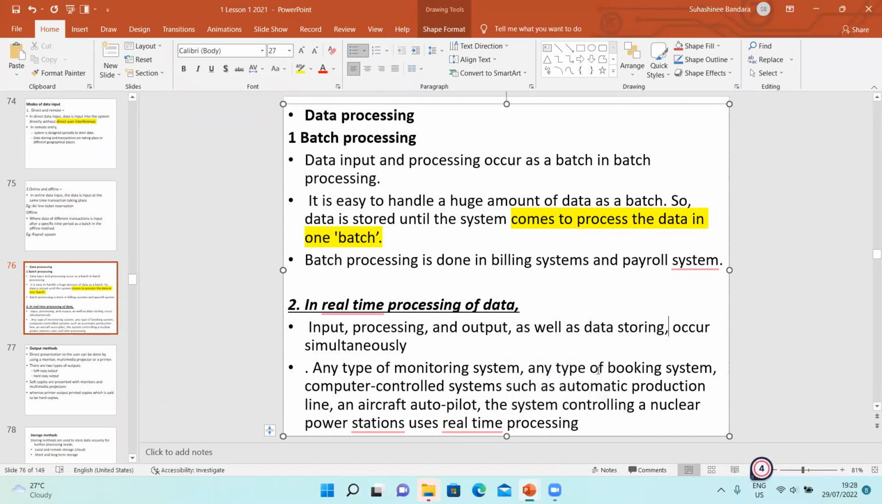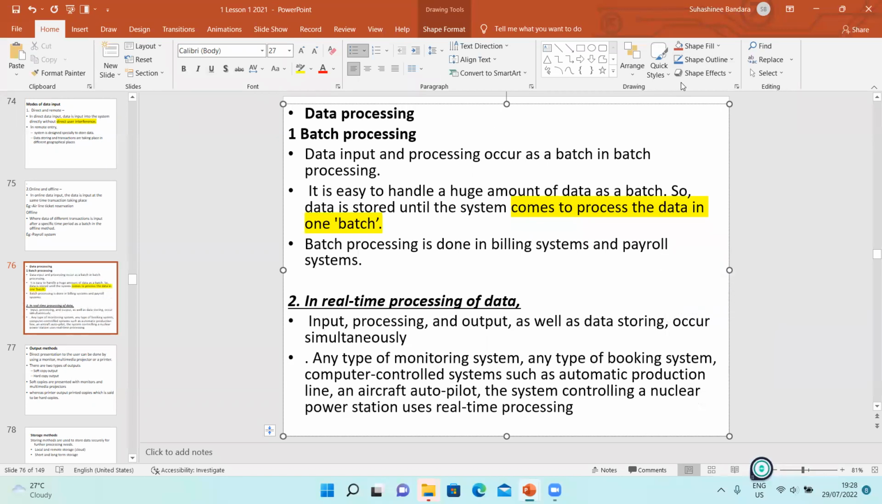Why? If it were batch processing, and they updated it at the end of the month or the end of the day, then obviously it would complicate things. I have seen the traffic control system there. I like that one. So in real-time processing, the input, process, and output are all happening together. You better copy this one.